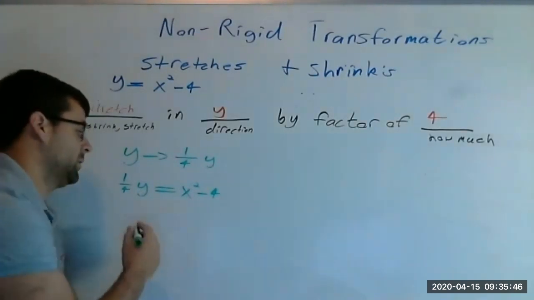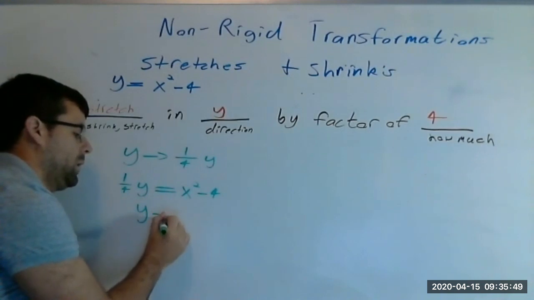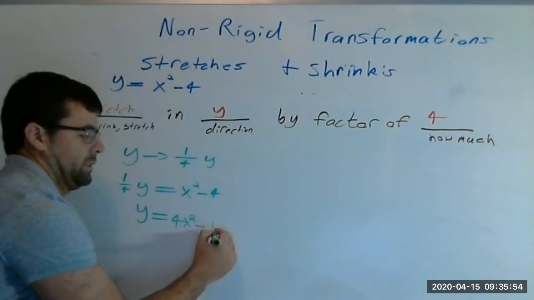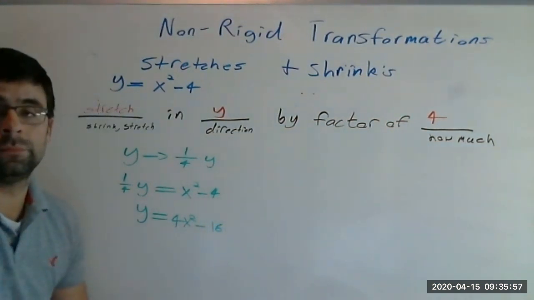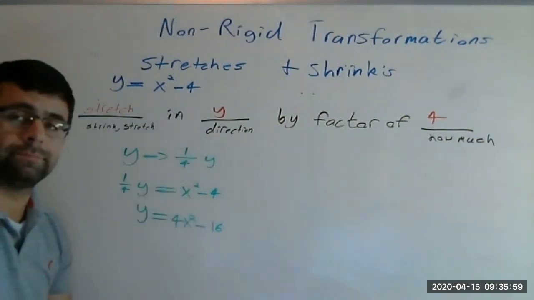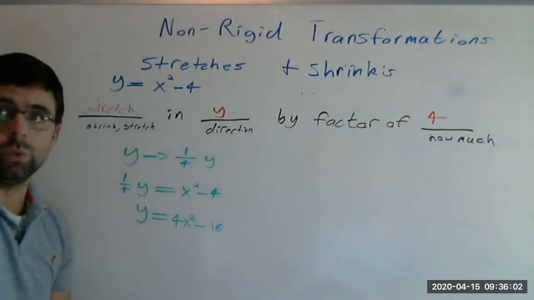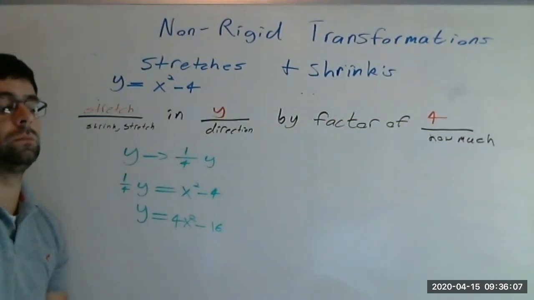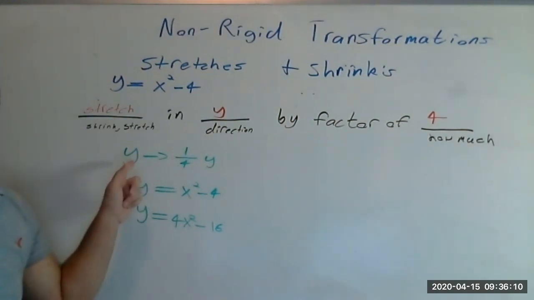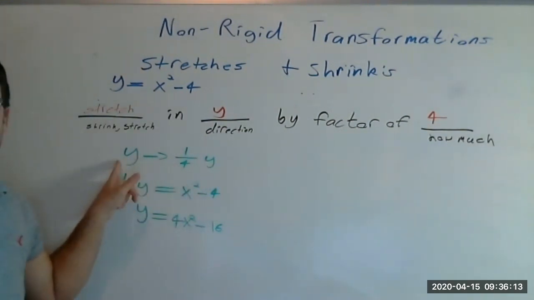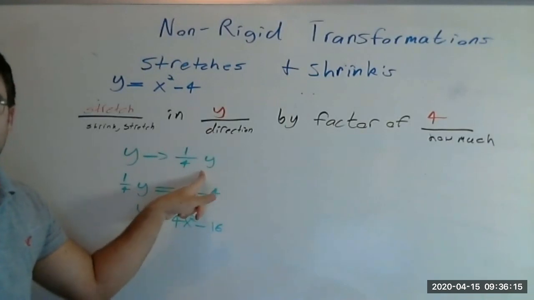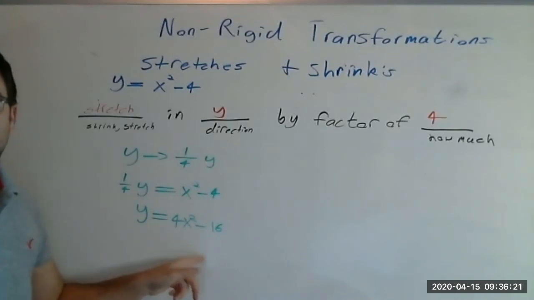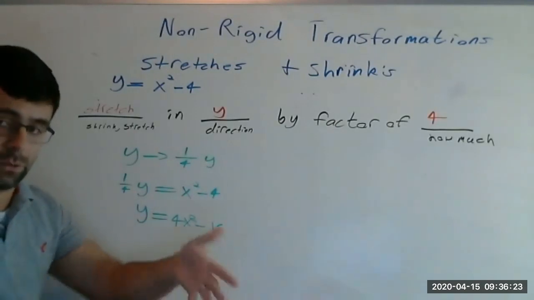And then you solve again for y. So y equals 4x squared minus 16. And that's it. That's all you do. So when you figure out your transformation, you apply it. So this is applying the transformation. y goes to 1/4 of y. And then you plug it into your original equation and resolve for y equals something, or f of x equals whatever.